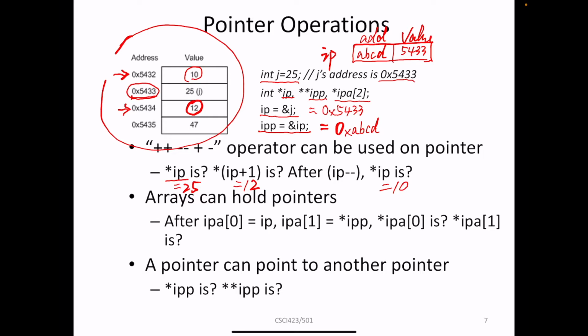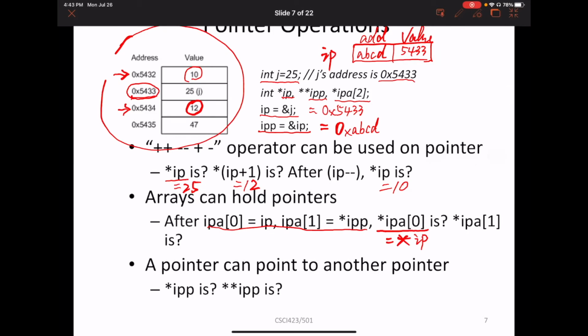Then let's see the pointer array. First, we assign the value of ip to ipa0. Then we assign the value of star ipp to ipa1, which is here. For star ipa0, it is equal to star ip because ipa0 equals ip. So star ipa0 equals star ip, which means dereference ip. After we dereference ip, we will get 25, which is the value stored here.